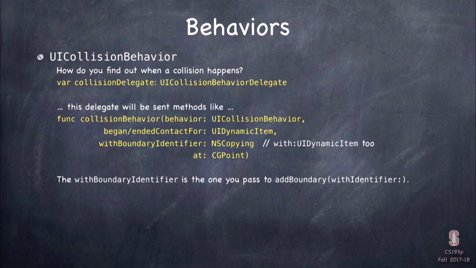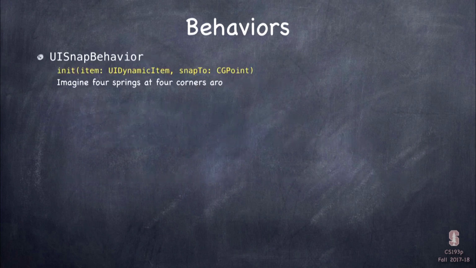So if you set something to be a collision delegate, you'll get methods like collision behavior began contact for some dynamic item with a boundary and an identifier with a name. By the way, notice the boundary identifiers are of type NSCopying. That's a really weird old Objective-C thing. That just means they're either an NSNumber or an NSString. So you can use as to turn them into a string or a double or an int, because we know that NSNumber and NSString can automatically be as'd to their Swift counterparts. Okay? So collisions are cool.